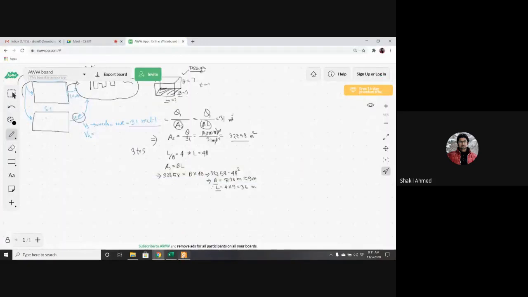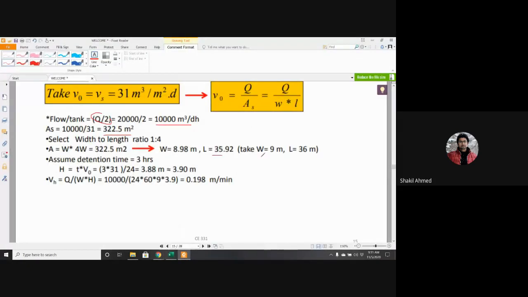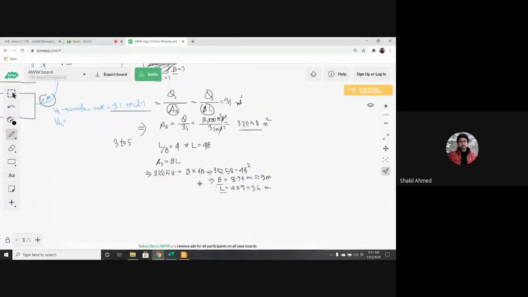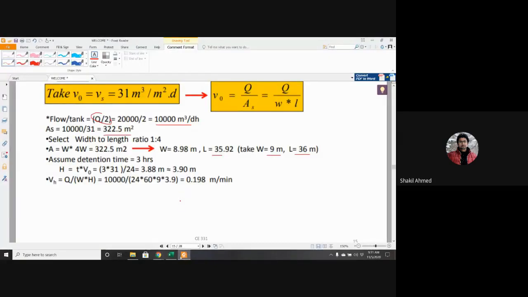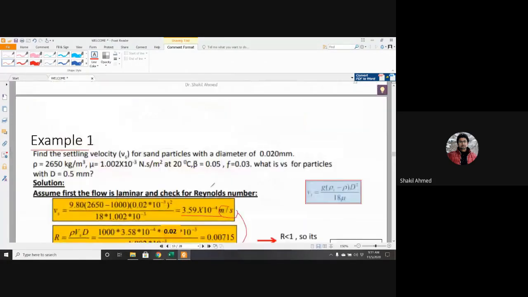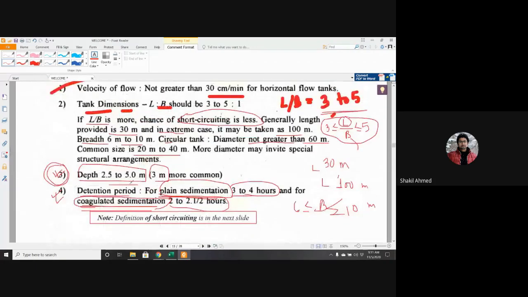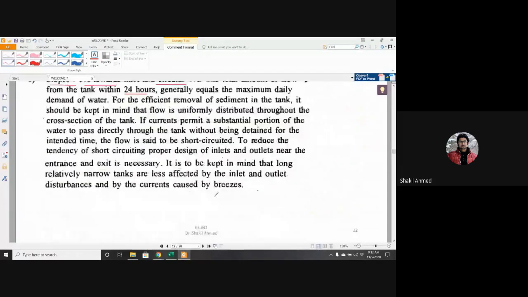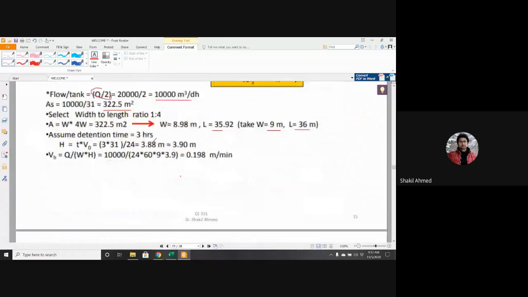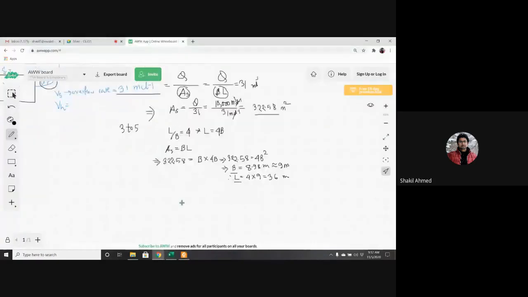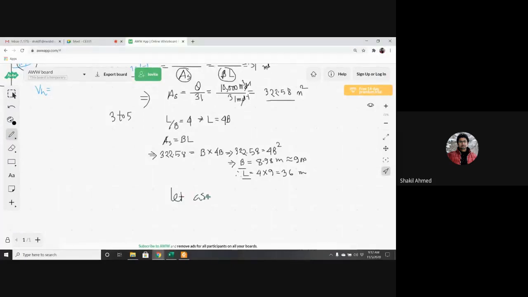Now, this is 36 and 9. Fine. Now, let's assume the detention time. Look at here. Detention period for a plain sedimentation tank should be 3 to 4 hours, right? Yes, sir. Okay. So let's assume anything in between 3 to 4. So we have assumed 3 hours. So let's assume that T equals 3 hours.